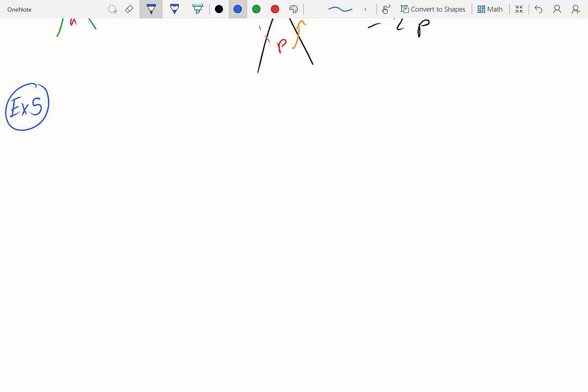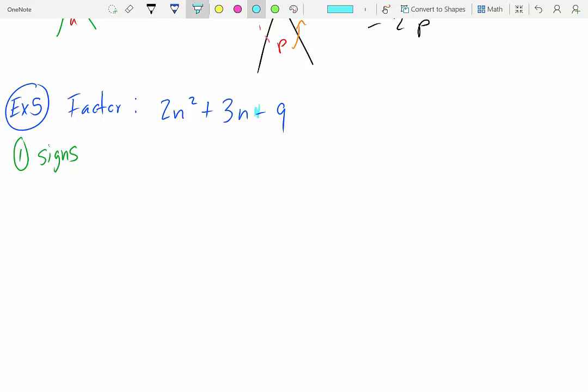So example 5, we're going to factor, of course, 2n squared plus 3n minus 9. So our first step, we want to pick the signs. So we have a negative in front of C, so we're going to have two different signs. Our second step, is there a GCF? Nope, there is not. So let's move on to our third step.